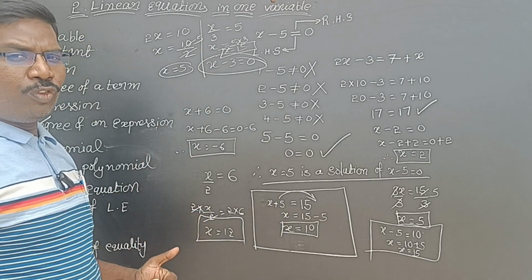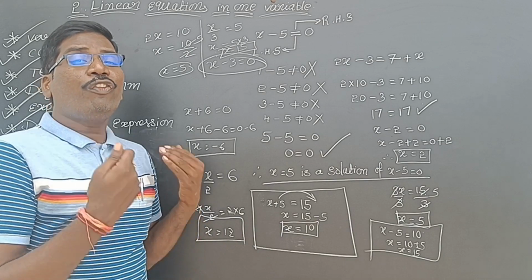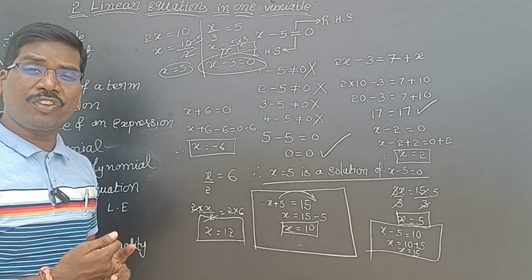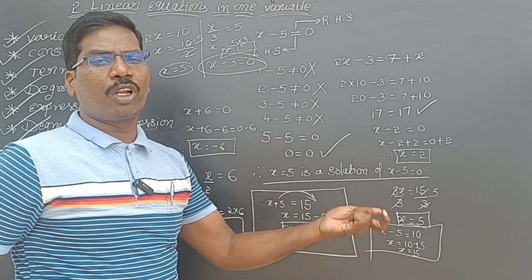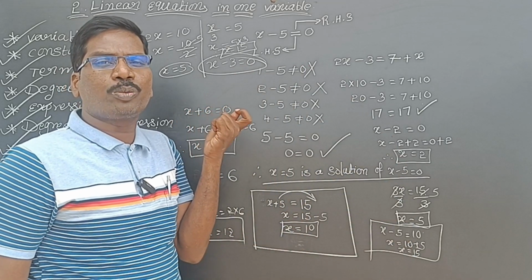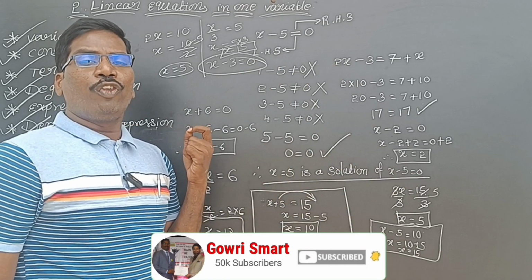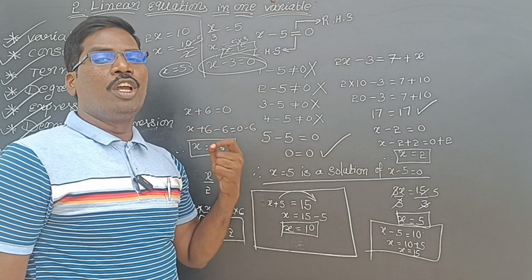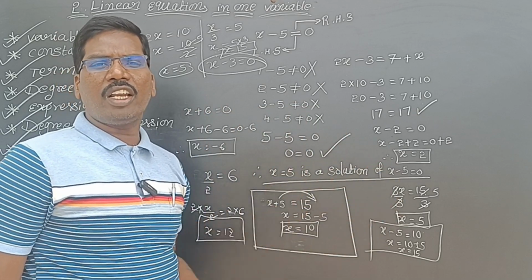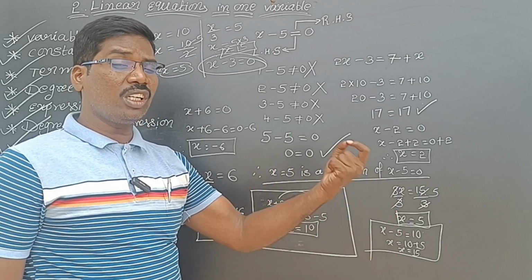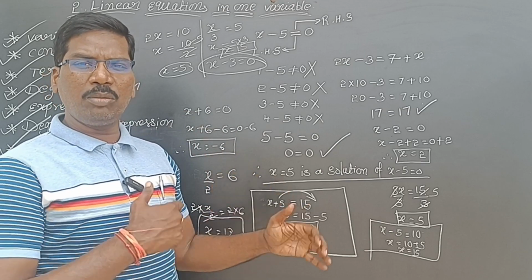So what we have done till now is only from left side to right side we are transposing. Now, if I want to go from right side to left side, the same thing will happen. From the right-hand side to the left-hand side, if you transpose any positive value, it will be negative. If you transpose a negative value, it will be positive. If you bring any multiplicative value, it will divide on the left-hand side. If you bring a dividing term, it will multiply.